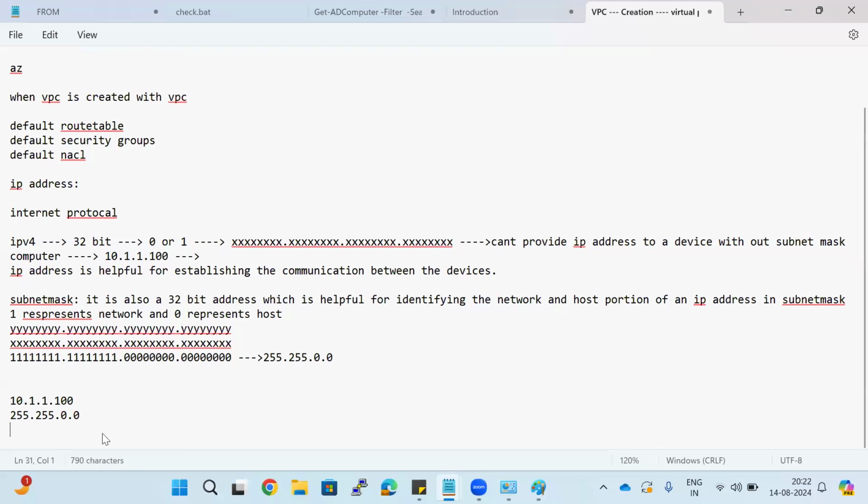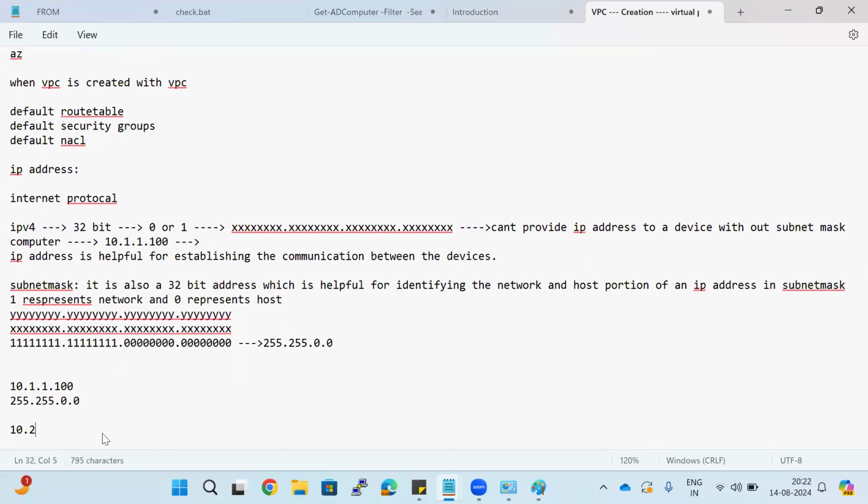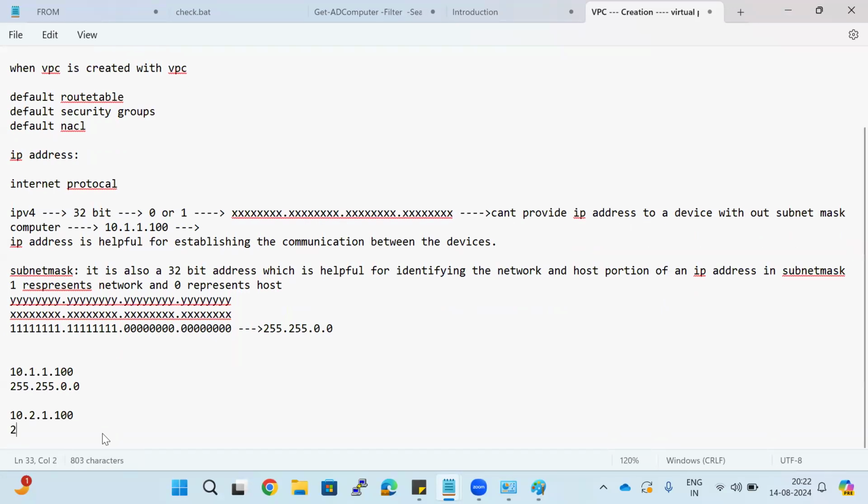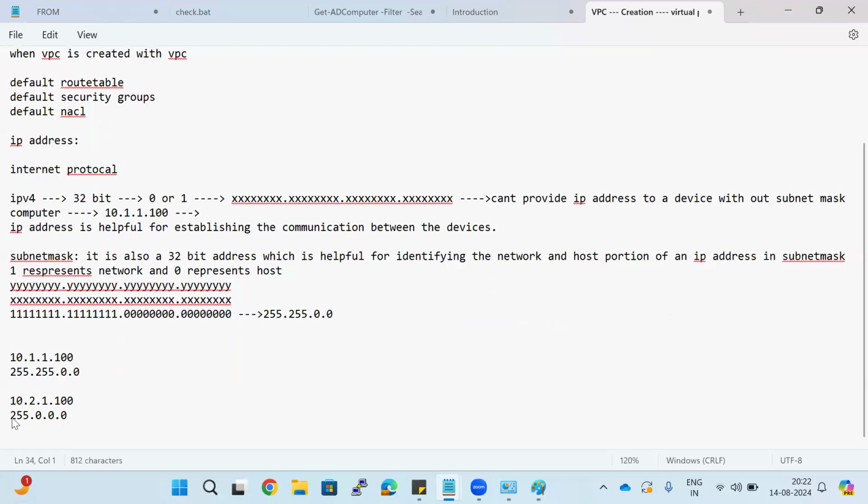For example, there is an IP address like this, 10.2.1.100 with the subnet mask 255.0.0.0. So the subnet mask says that in the first octet, I am having all network bits. So the first octet in the IP address is the network portion, and the rest of them are all host portions, which means that you can connect some 1 crore devices if you are having only a single network portion. If you are having two network portions, then you can connect some 65,000 devices.